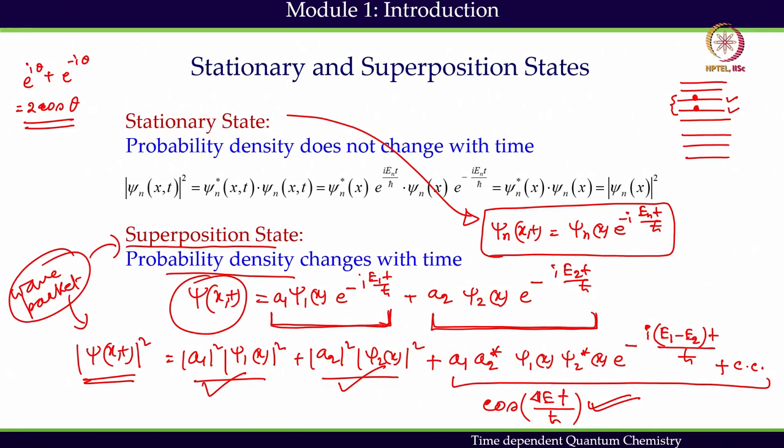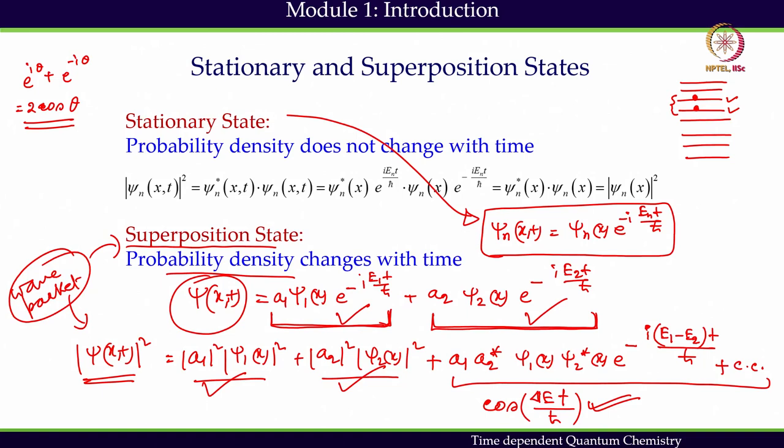How do we create a superposition state? Simply by linearly combining two states with their characteristic phase factor. The characteristic phase factor should also be added together. Okay. The wave packet, which originates from a superposition of stationary states having different energies, is required in order to have a time dependence in probability density and in other experimental observables such as average position, average momentum of the particle. So the superposition state is very important.